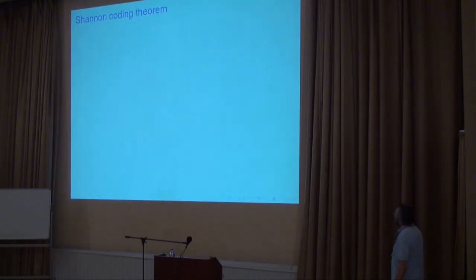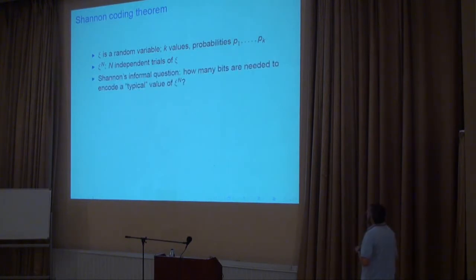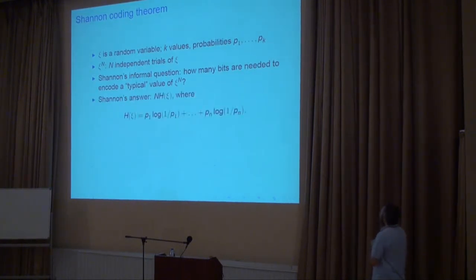Also, there is the Shannon coding theorem, the basic first theorem in information theory. We have a random variable with k values, which have some probabilities p1, ..., pk. Then we consider n independent trials of this variable. The question posed by Shannon: how many bits do we need to encode the typical sequences of these n trials? Shannon's answer was that we need n times the entropy of this variable. And entropy is defined like this: the probability of each outcome is multiplied by a kind of surprise measure for when this outcome happens.